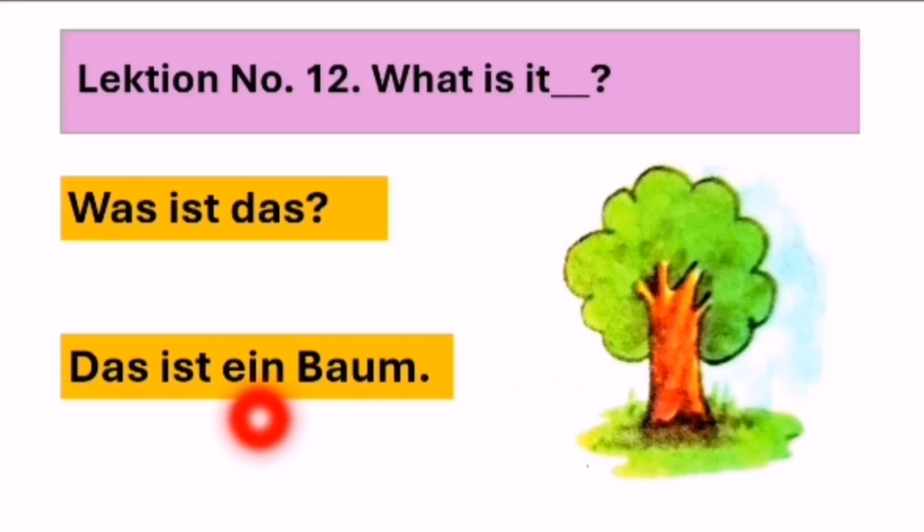What is it? Das ist ein Baum. This is a tree. Was ist das? Das ist ein Baum.